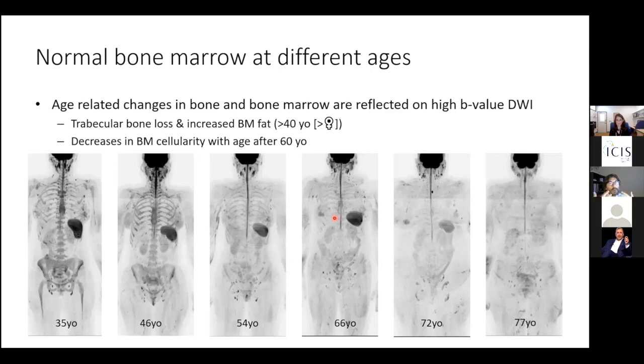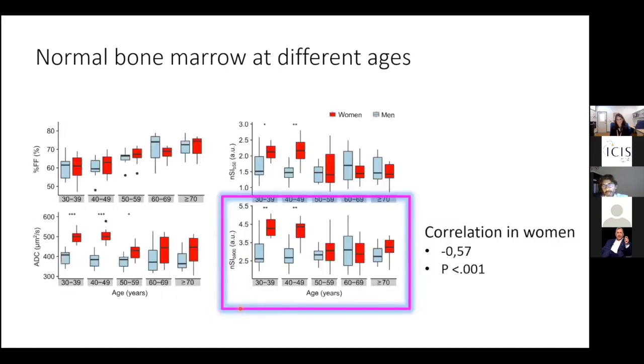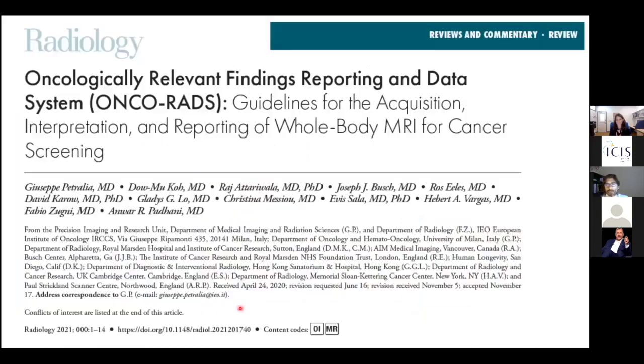For example, bone marrow. Here in this image, you can see how bone marrow signal intensity changes over decades. On the left, you start with women 35 years old, 46, 50, 60, 70, as you can see here. You see lower signal intensity with increase in the age. And this has also been demonstrated. It is a very well-known pattern that we should take into account.